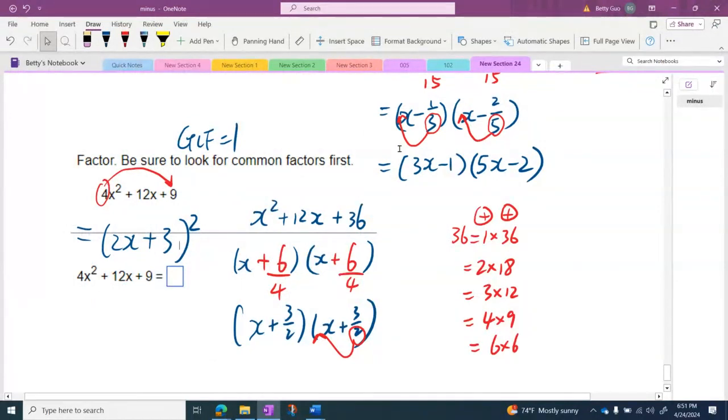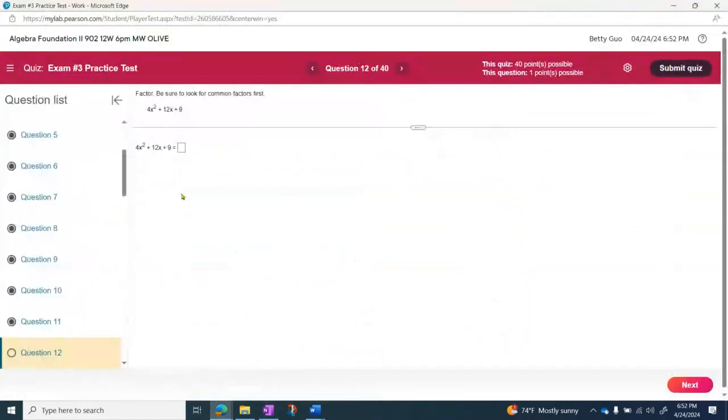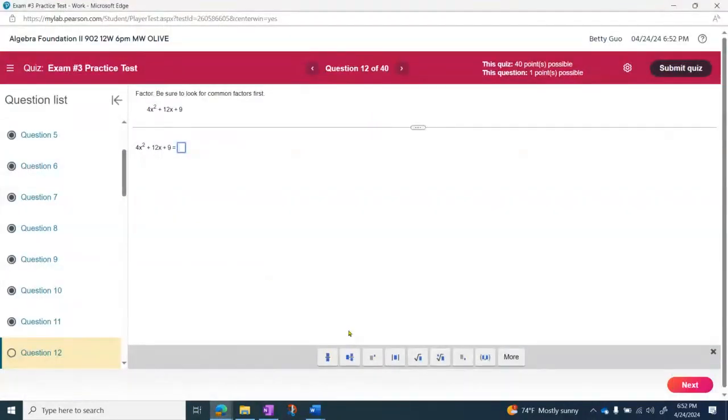Sometimes the question tells you to use the formula, sometimes it doesn't tell you. Even if we do not use the formula, we use slide divide slide. It worked, right? It's 6 times 6, positive 6, positive 6. So it's the square of 2x plus 3.